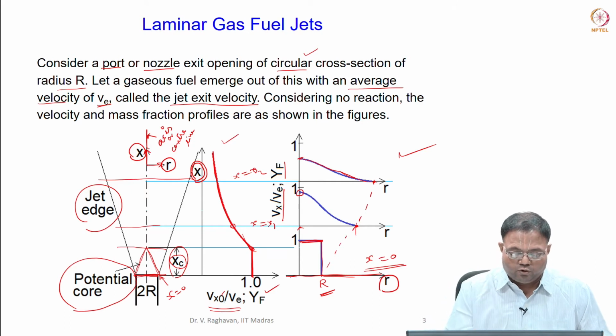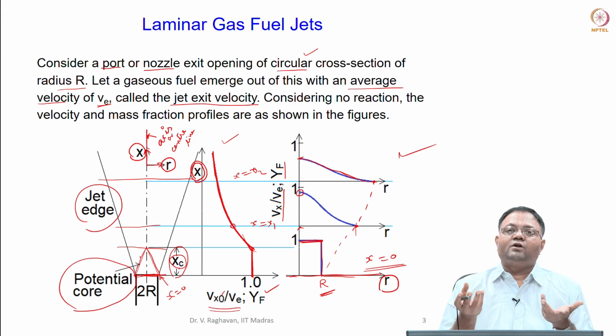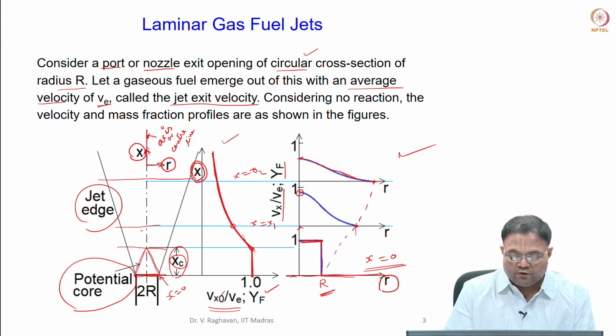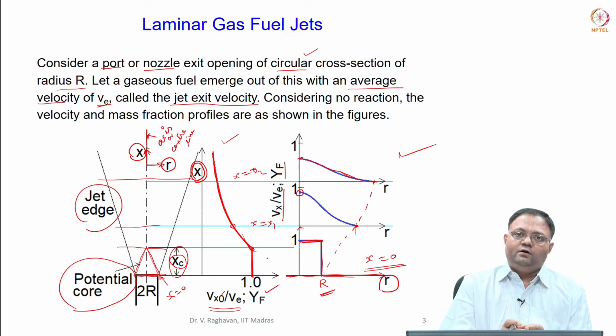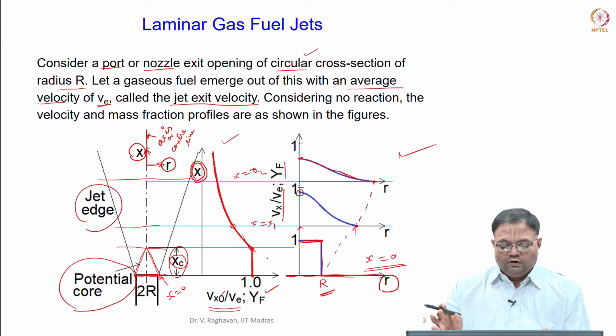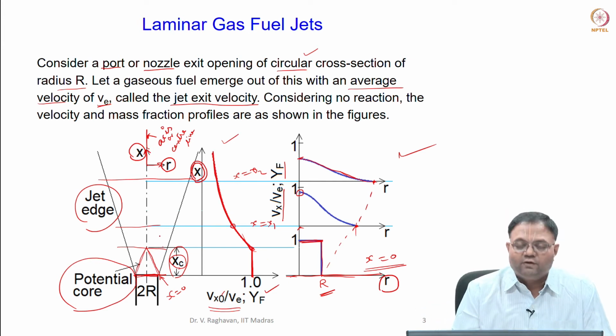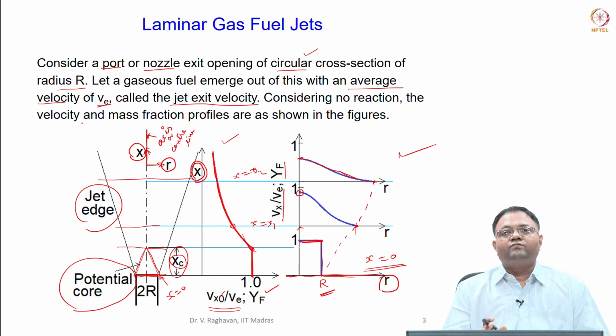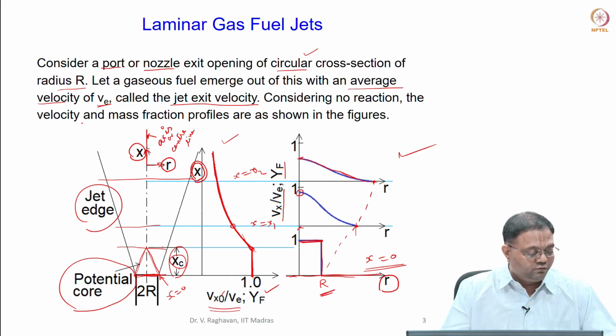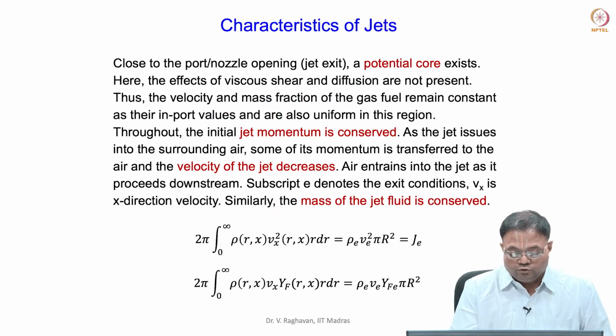So, after the potential core region, till which there is no interaction and the viscous effects are not felt, after this point you can see that the velocity actually decays. This is due to transfer of momentum from the jet fluid to the air. It gives away momentum, so it spreads. The spreading is because of the transfer of momentum from the jet fuel to the atmospheric air. So, the velocity of the jet decreases because the momentum is transferred.